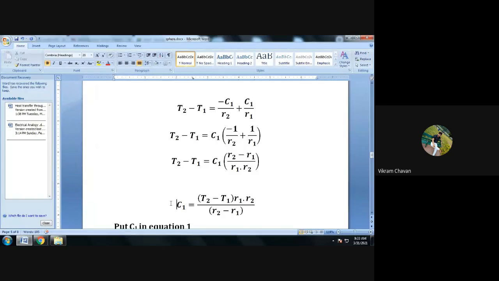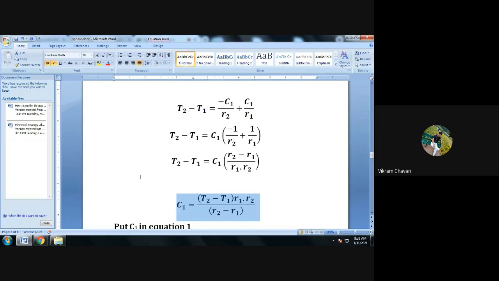So we'll get the C1 value. C1 is equal to (T2 minus T1) multiplied by R1 multiplied by R2, whole divided by R2 minus R1. Okay, everyone with me? Is there any question, any doubt?